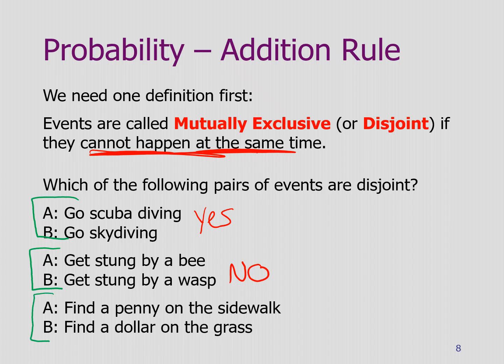Event A, find a penny on the sidewalk, find a dollar on the grass. Sure, I think those two things could happen at the same moment. You could look down and see a dollar and a penny at the same time. You pick them up with both hands. Sure, they could happen at the same time. So that's a no. Not mutually exclusive.